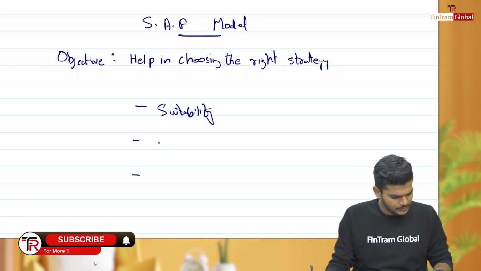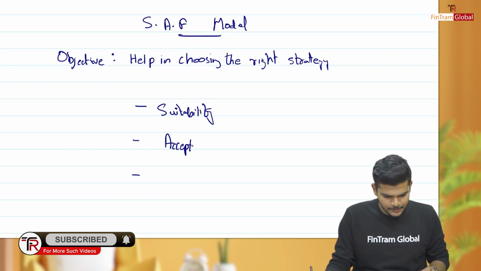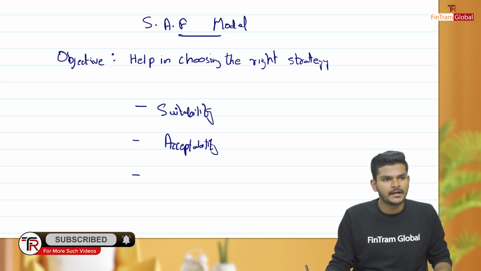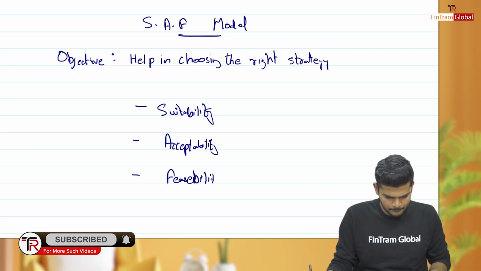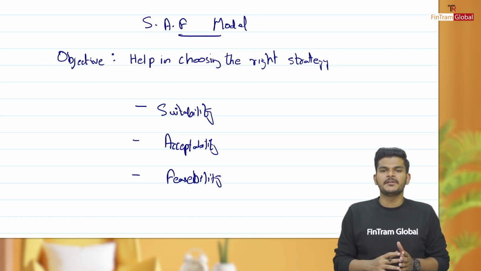the accessibility, right? Hold on a second. Yeah, sorry, acceptability, right? My bad. Acceptability. And then we also look at the feasibility as well, right? Okay, folks, so suitability, acceptability, and feasibility.